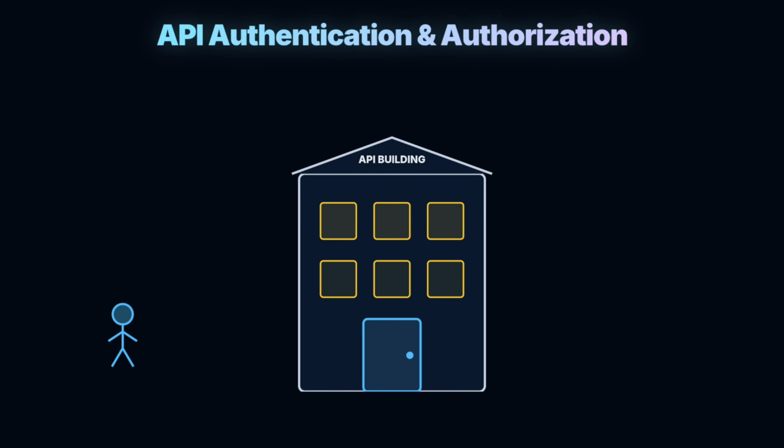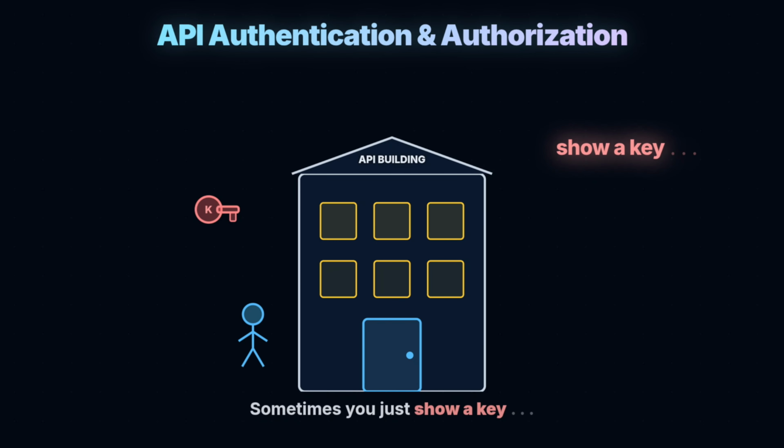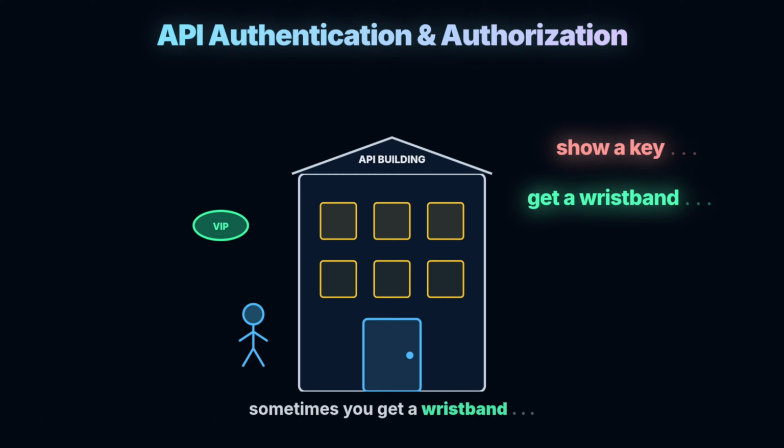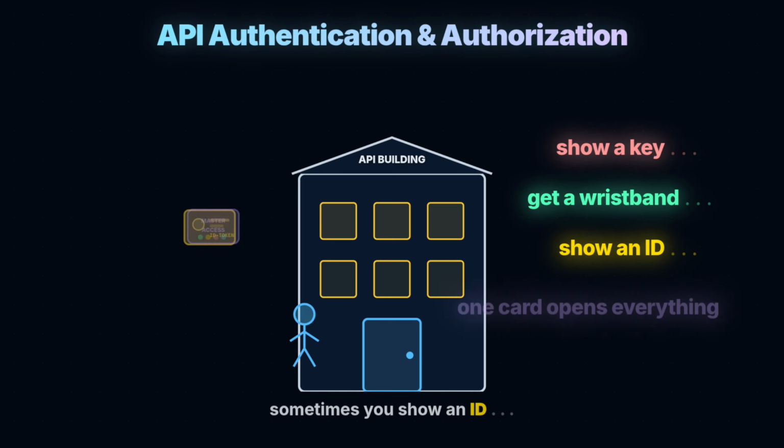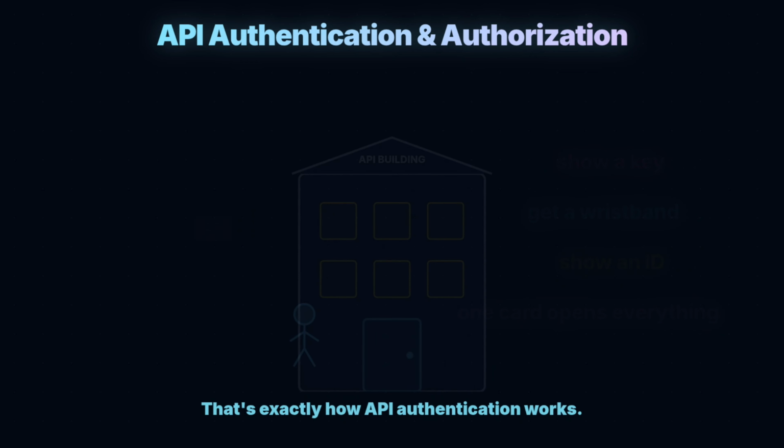Imagine you are entering a building. Sometimes you just show a key, sometimes you get a wristband, sometimes you show an ID, and sometimes one card opens everything. That's exactly how API authentication works.